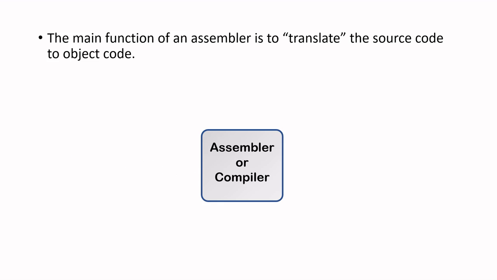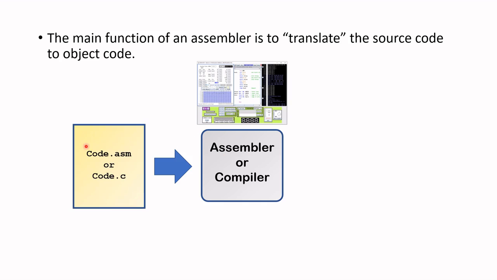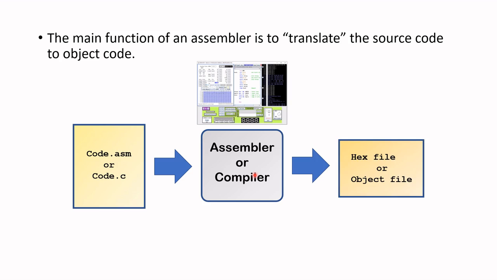So first of all, let's look at the function of assembler. Now, the main function of assembler is to translate the source code to object code. An example of an assembler or a compiler is the EDSIM51 assembler, and the input to the assembler would be the source code. Now, the source code could be in the form of an assembler language, or it could be in a high-level language like C. And so we input the source code to the assembler or compiler, and the output would be a hex file and or object file. We're going to focus more on the hex file in this video.